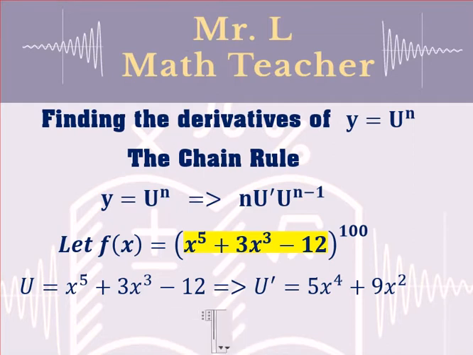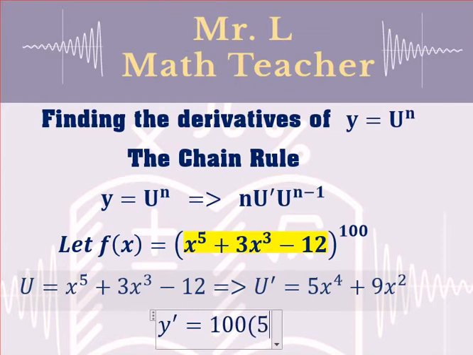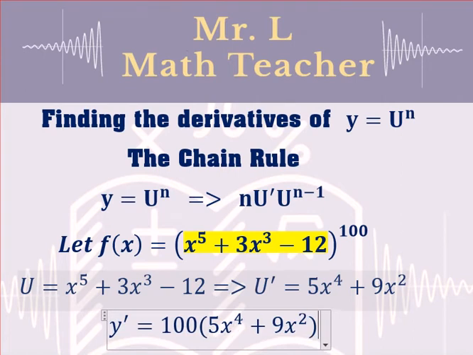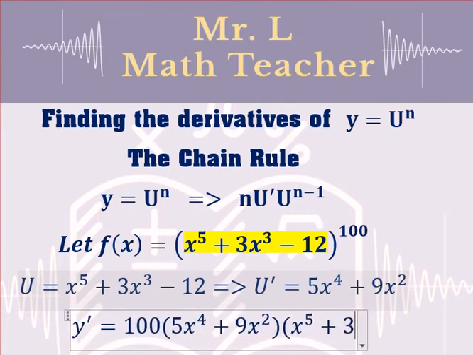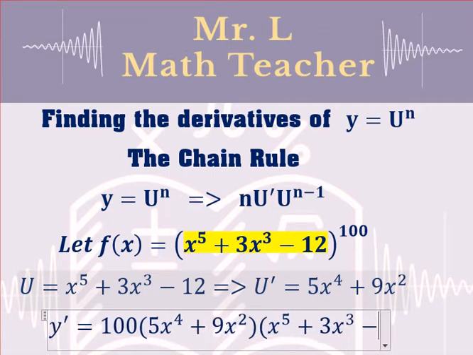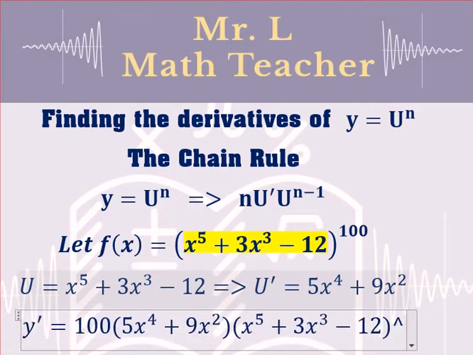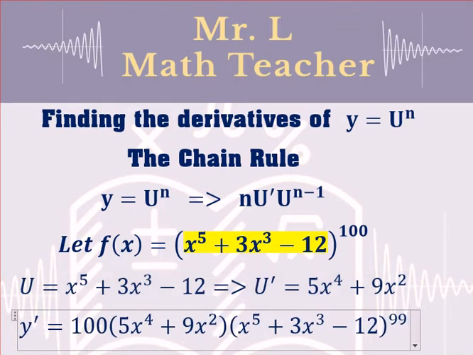Then you will say that y prime is simply equal to n, which is the power, 100, multiplied by u prime, which is 5x power 4 plus 9x squared, multiplied by x power 5 plus 3x power 3 minus 12, which is u, raised to power 99, because it's 100 minus 1. And simply this is the derivative of f of x. And so as you see, using the chain rule to find the derivative is easy.